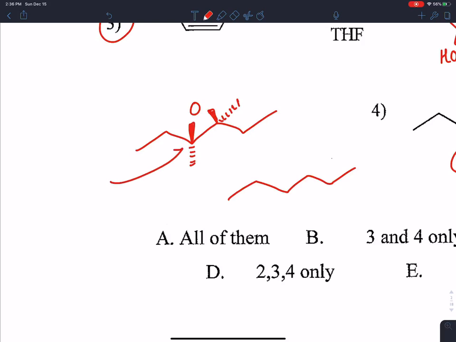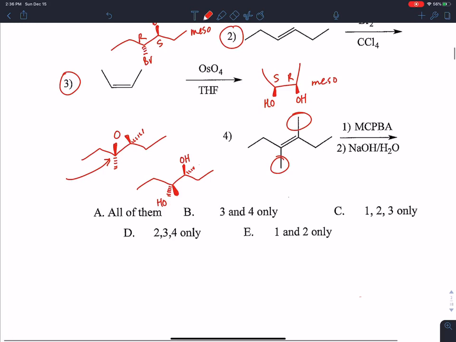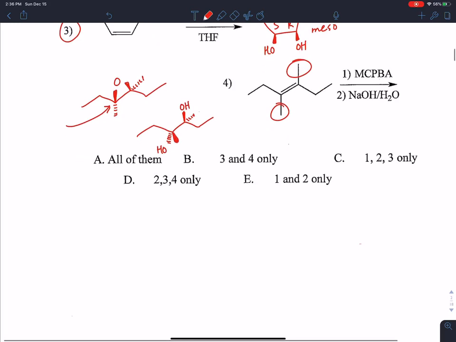So if you're going to attack here, it's going to come in as a dash. So the dash is going to be my OH, and this methyl is going to end up being wedged. This methyl will stay wedged, and this OH will stay wedged, and then you'll get that. Just remember, this is how you make trans diols. In the end, I'm getting this as the answer.